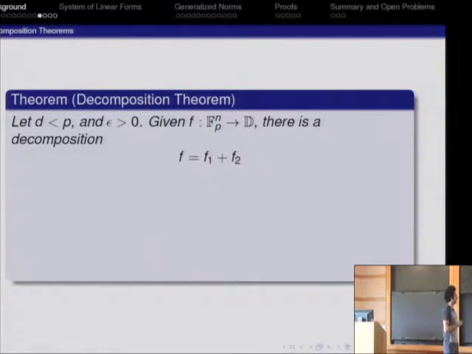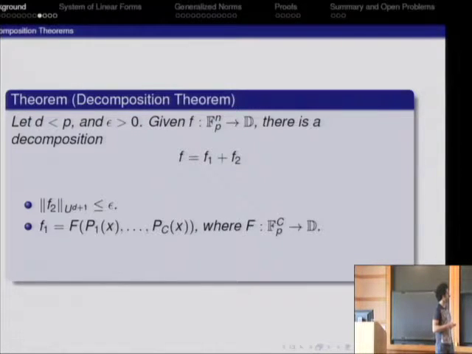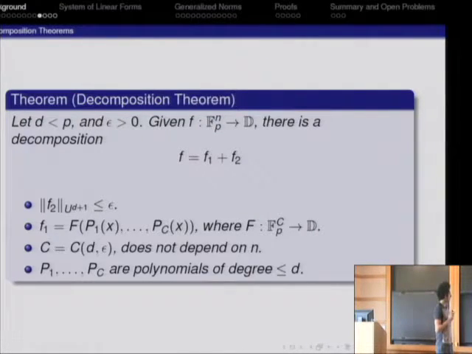It turns out that we can do it for every function. So given a d less than p and a positive epsilon, we can decompose a function into 2 functions, where f2 has small Gowers norm, and f1 is a function of a few polynomials, where this c depends only on the epsilon. What kind of function is it? Polynomial or any function? It has to be from F_p^c. How does c depend on epsilon? Oh, it's terrible. It's like towers of exponentials.